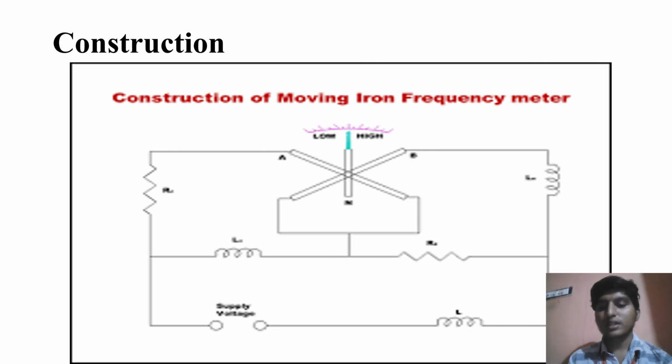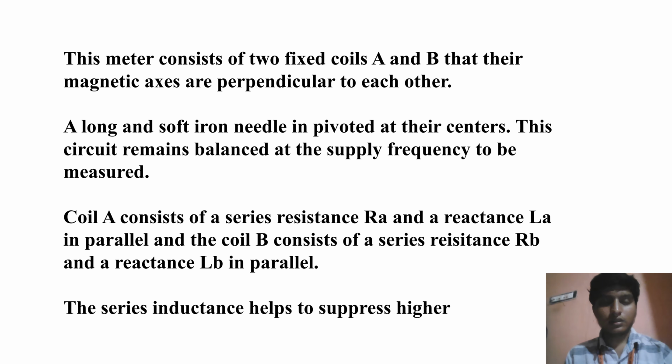We use the inductance because it does not allow sudden changes of the currents. The meter consists of coil A and coil B, with resistance RA and inductance LA in parallel. And this is all about the construction. Next we can see the working of the frequency meter.